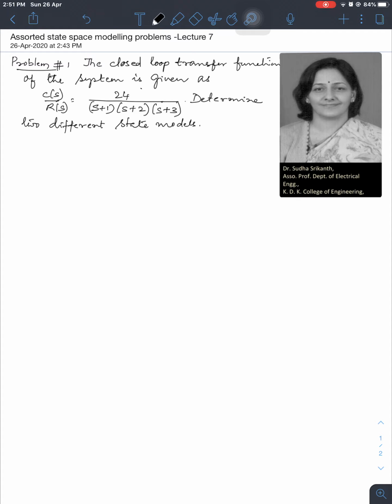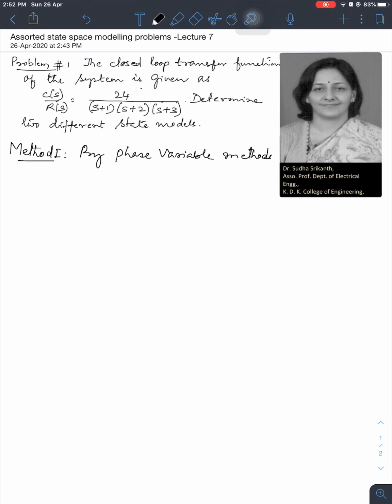One model using what we call the phase variable method, and we will adopt another method wherein we choose the canonical variable method. So method 1, by phase variable method. The state variables are phase variables. I only hope that you remember this. Otherwise, you need to look into my previous YouTube videos wherein I have solved problems on the phase variable method.